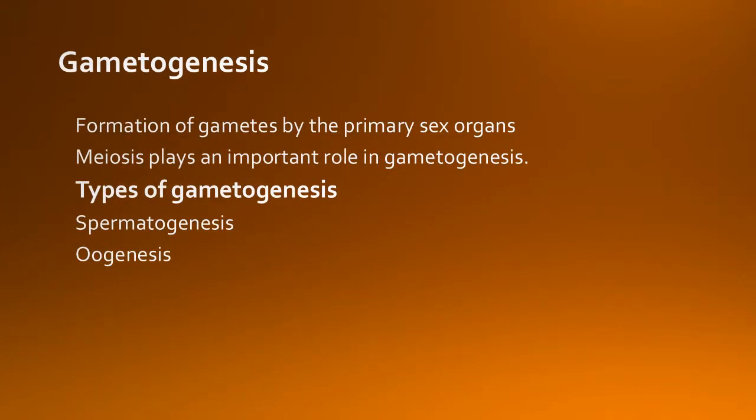You know what are gametes, right? Sperms and ova produced by the testis and ovary are called gametes. Genesis means production. The various step-by-step changes that occur in the primary sex organs of both males and females that result in the formation of gametes is called gametogenesis.